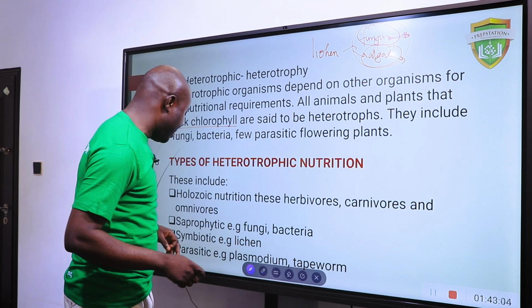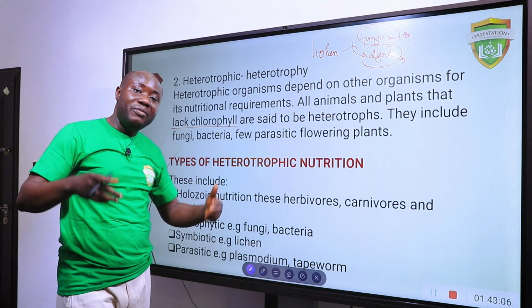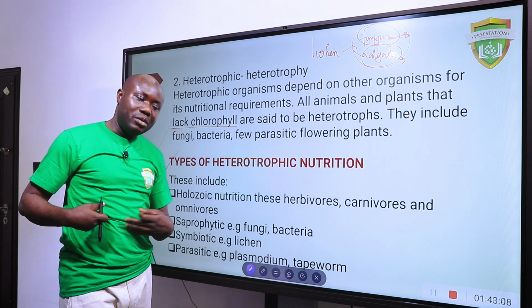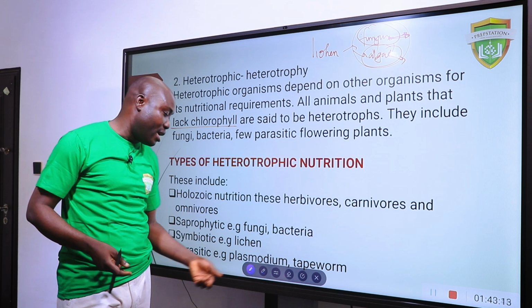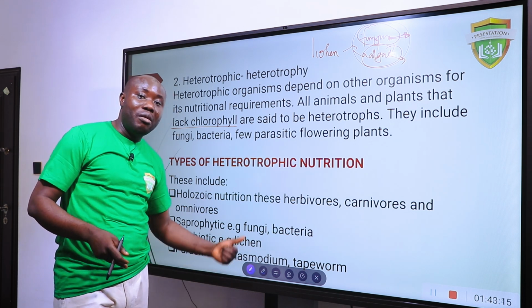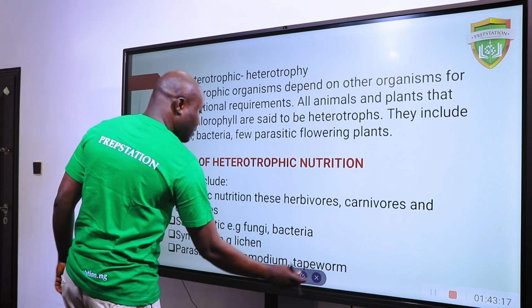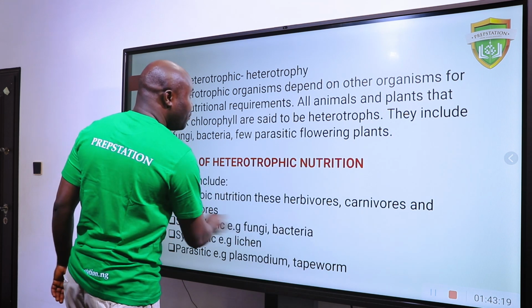Then we have parasitic nutrition. You know that one. We have the tapeworm in our body, tapeworm in the body of animals, like Taenia solium, Taenia saginata, and we have Plasmodium that causes malaria. So those are the different types of heterotrophic nutrition.